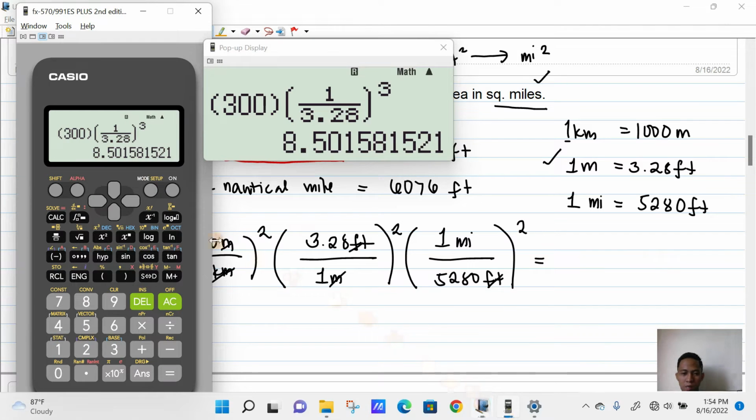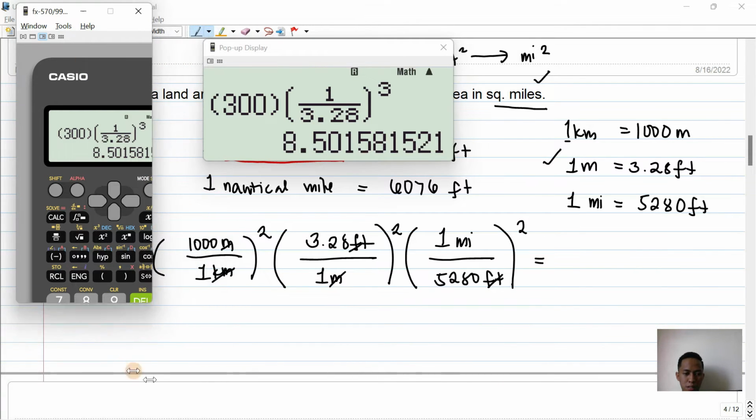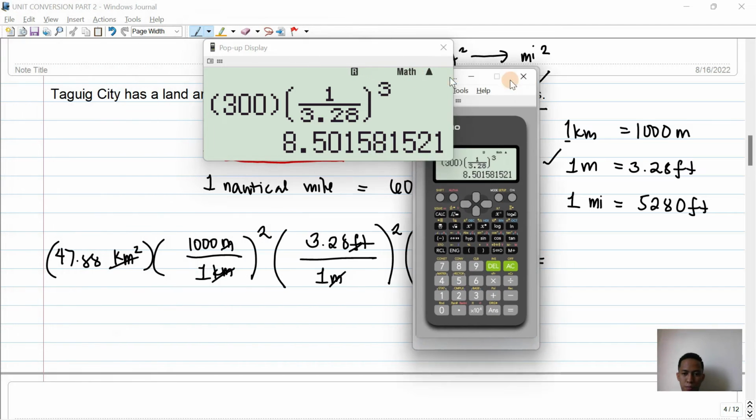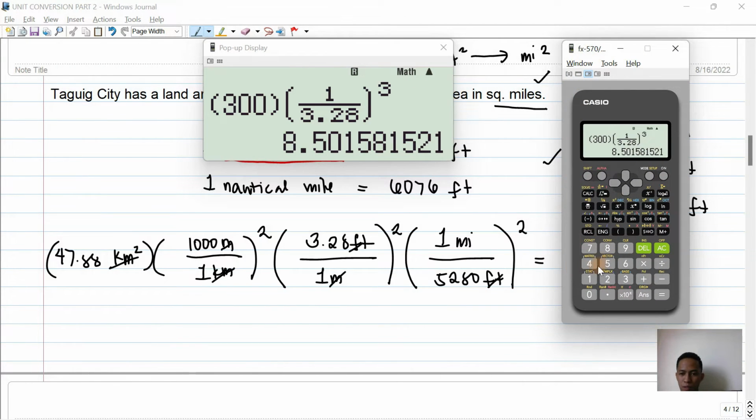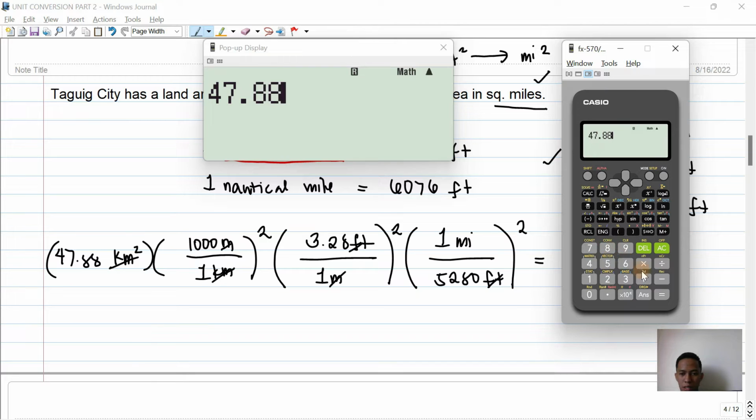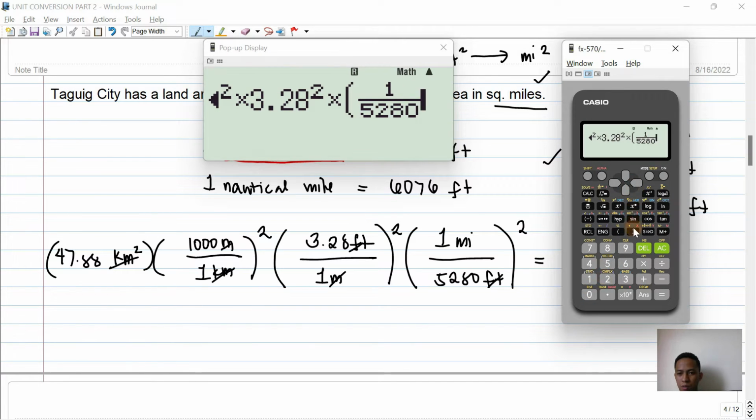Compute lang natin guys. So let's compute lang. And it will give you 47.88 times, you give 1,000 squared. Huwag na natin ilagay yung over 1 since 1 lang naman siya. So kung may value doon, ilagay mo so naka-square pa rin siya. So times 3.28 feet, so that is squared. So times this conversion. So you have here 1 mile per 5,280. So square lang natin.